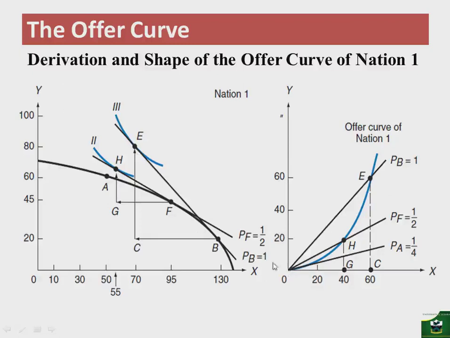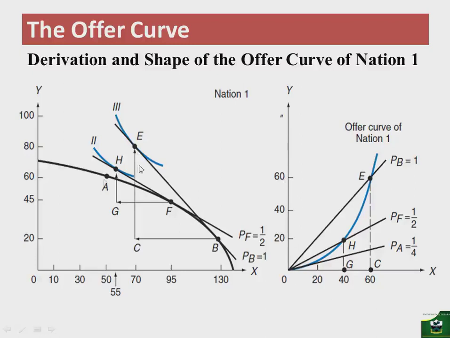Now, if Nation 1 specializes in producing commodity X and moves all the way to point B, we note that the relative commodity price will become 1. And so if we draw a line from the origin with the ray of 1, we see that we are spotting our international relative commodity price at point E, where Nation 1 is exporting 60 units of X and importing 60 units of Y.